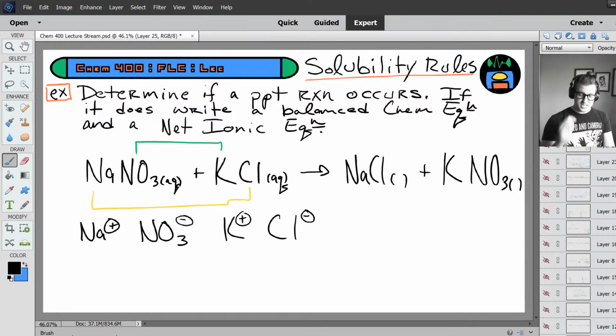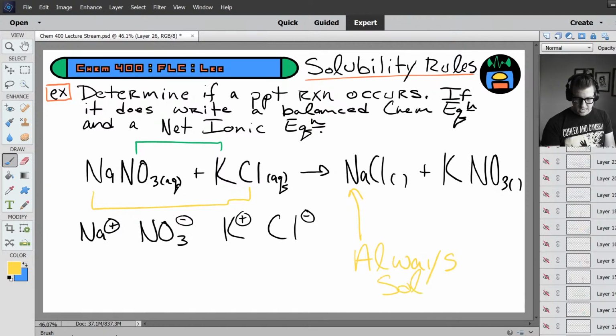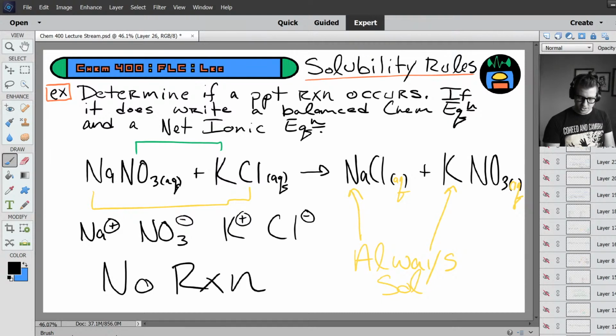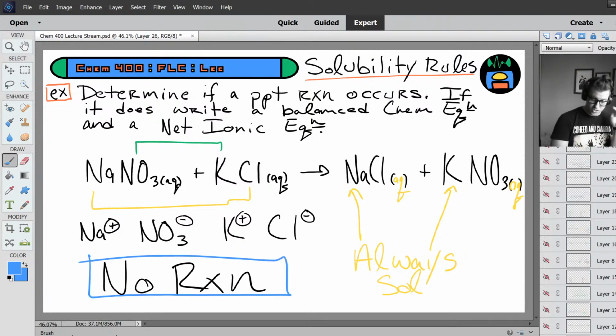And here, this one's actually a very quick study because sodium is always soluble, and so is potassium. So both of our products are aqueous, which means there's no reaction and no further action is necessary. No need to balance, and there's no net ionic equation to write because no reaction has occurred.